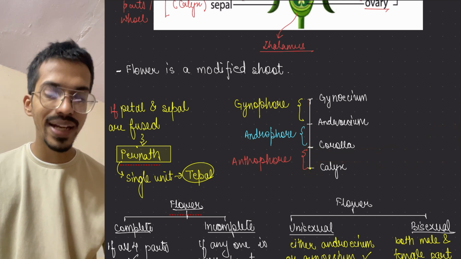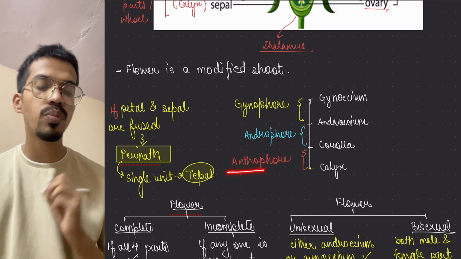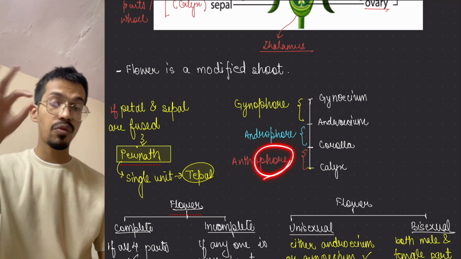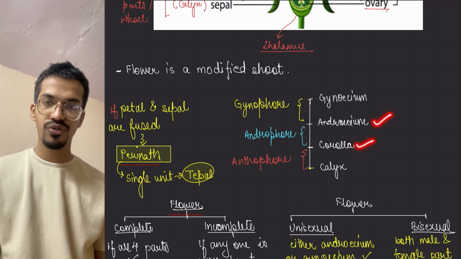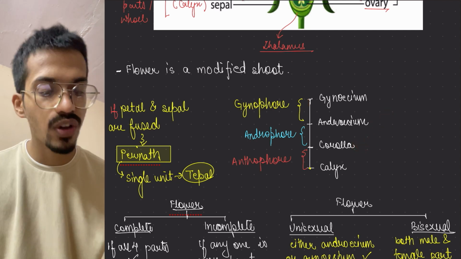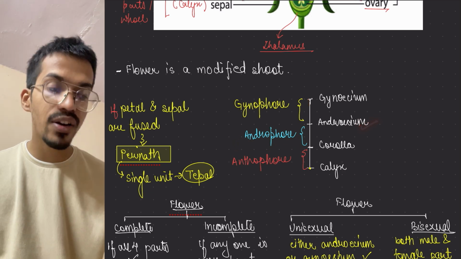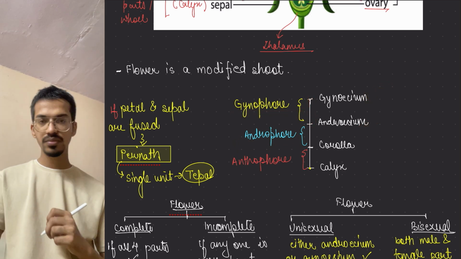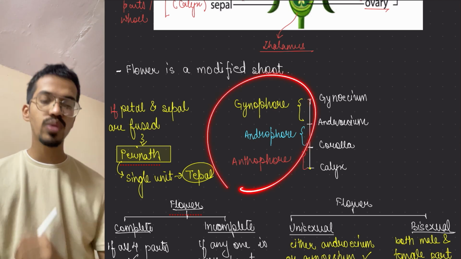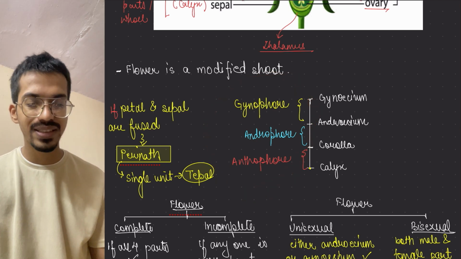The internode between the calyx and corolla, if present in some flower, we call it anthophore. The suffix "phore" is used for a stalk-like thing, right? Then between the corolla and androecium, if it is present, we call it androphore. And between the androecium and gynoecium, if it is present, we call it gynophore. Understood? So these names you have to remember. Very easy to remember, to be honest. The name itself is telling it.